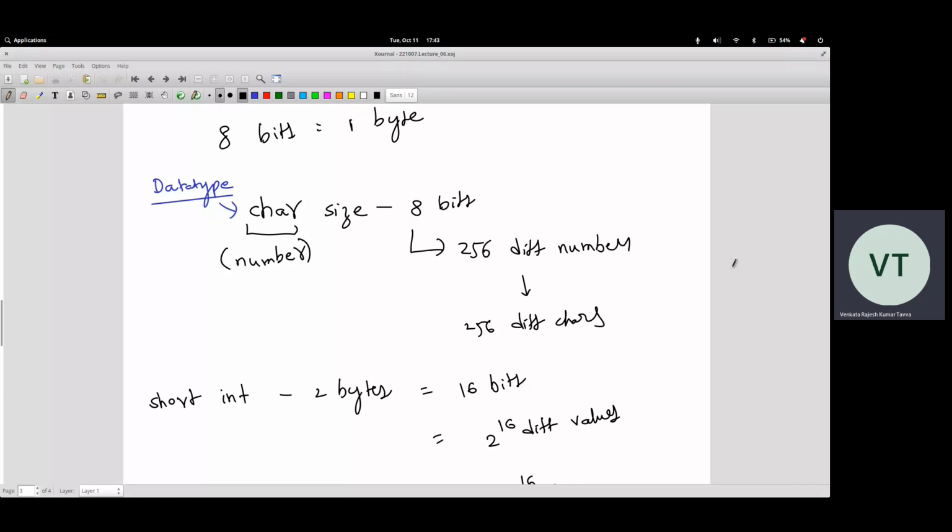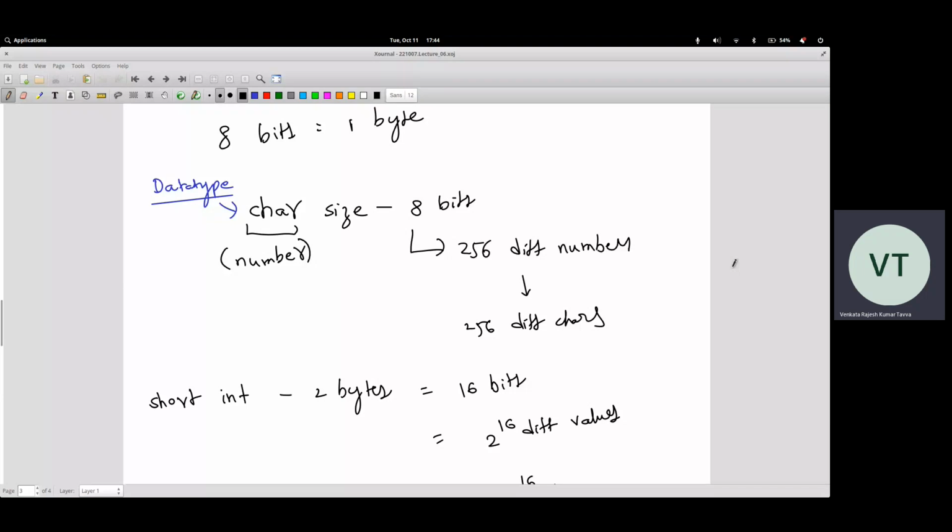So if someone asks you what is the integer data type with size 1 byte, it is not short int or some int. It is char. The name is char. So char is an integer data type of 1 byte. If that is not sufficient, we need to go to the next data type. What is that? Short int.